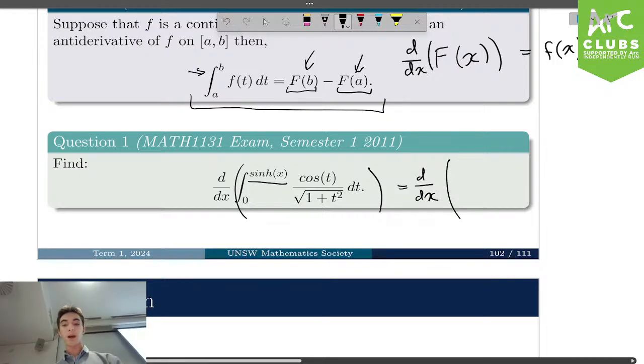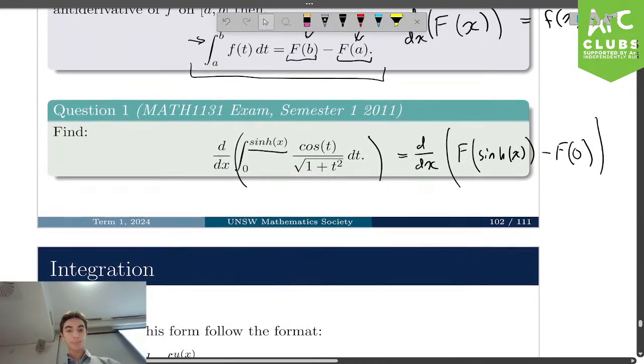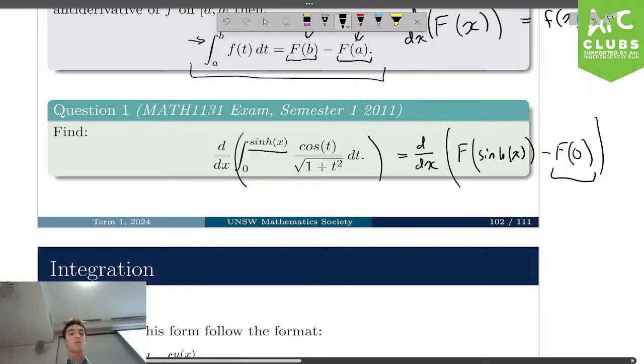this is equal to our antiderivative evaluated at the top bound minus the antiderivative evaluated at that bottom bound. Now what we find is that the derivative of this part will just be 0, because this is just a value, it's a constant, right? So this vanishes, and all we're left with is the derivative of this, and it's a function inside a function. To find the derivative of that, we just apply the chain rule, okay?